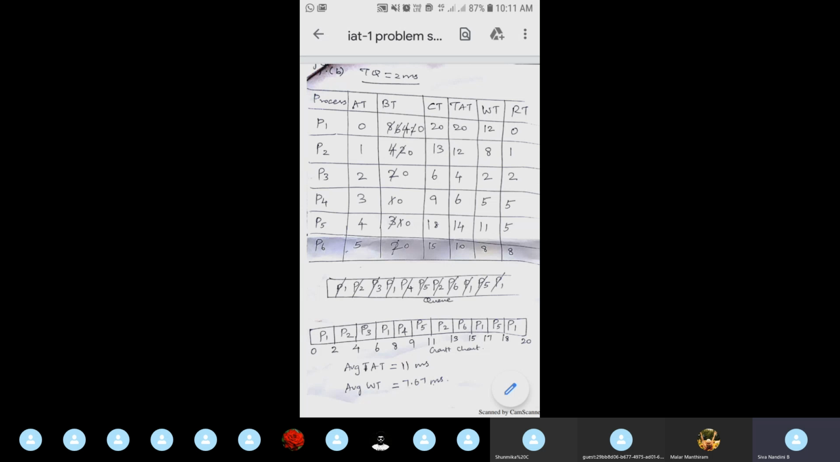So this 1 millisecond burst time will be included. That is 17 to 18. This process P5 will be added in the queue. So after this process P5 in the queue, we will be having the last element in the queue, that is P1. This P1 remaining time at this point will be 2 millisecond. So from 18 to 20, this process P1 will be executed and it has completed its execution.